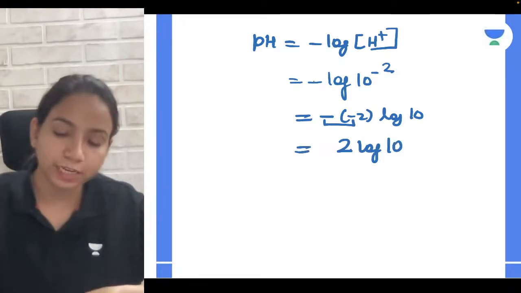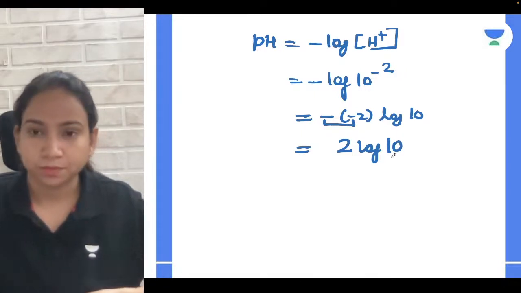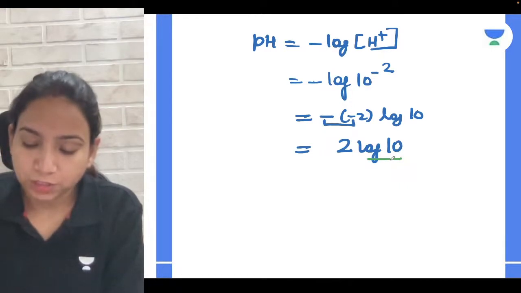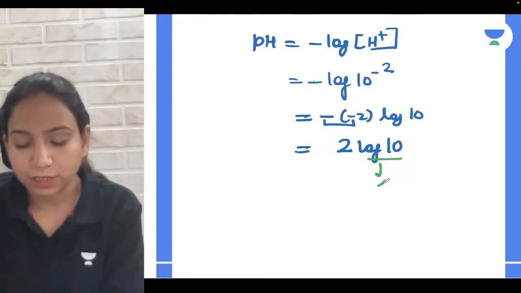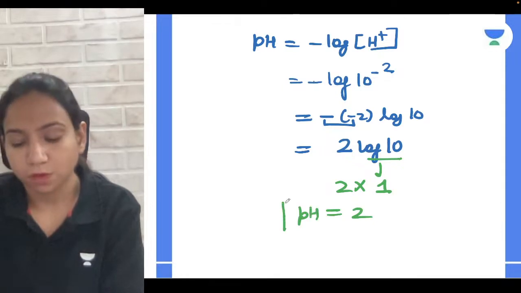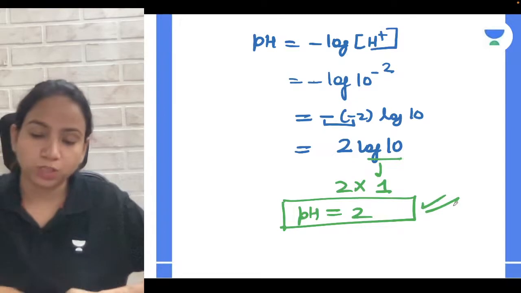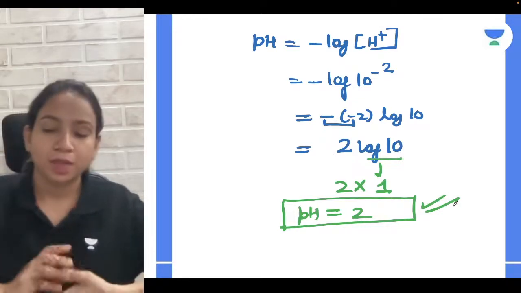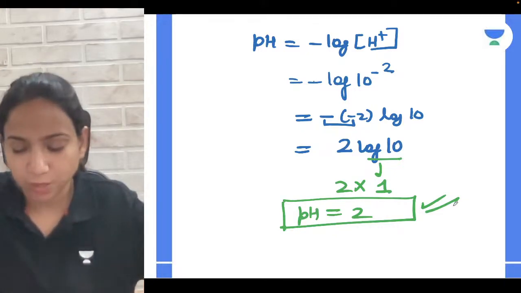What is the value of log 10? Everyone tell me. Vartika, Abhishek, Parivartan, Sanju, everyone. The value of log 10 is 1. Very good. So 1 into 2, pH is 2. Absolutely correct. Very good. Yes, guys, understood? It's so simple, how we can calculate the pH. Yes, correct. Everything is simple.